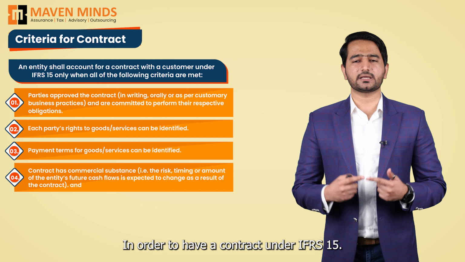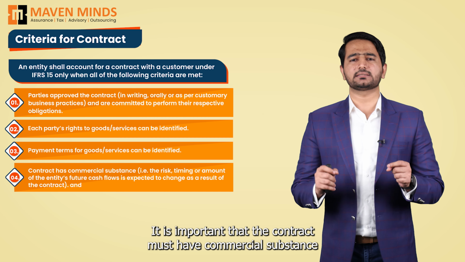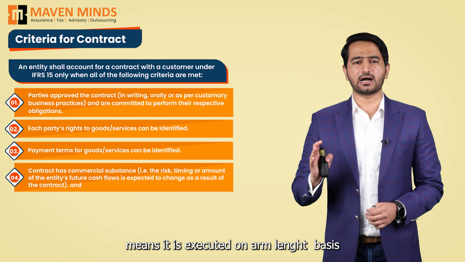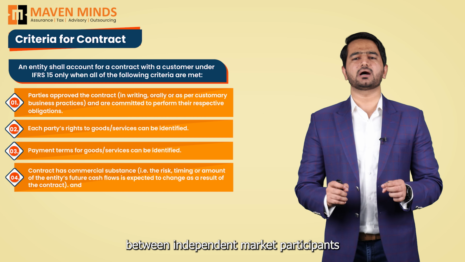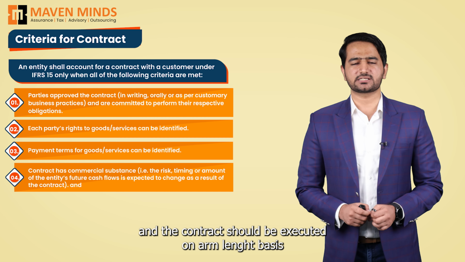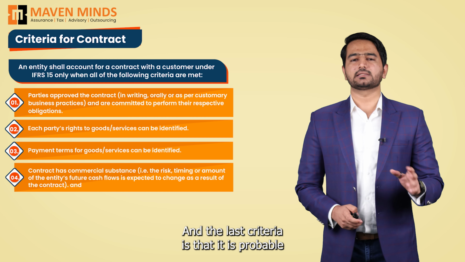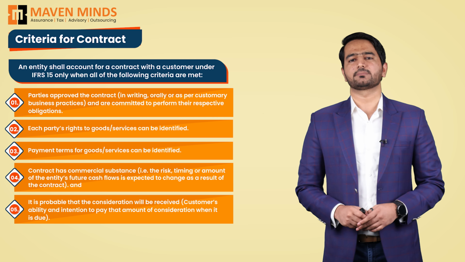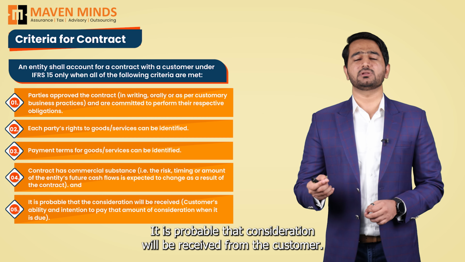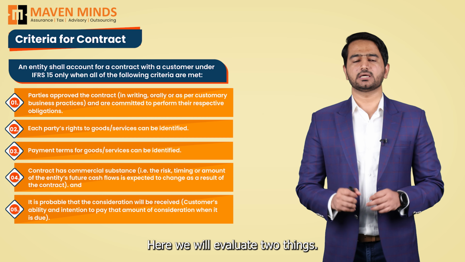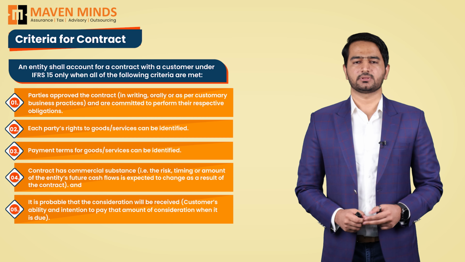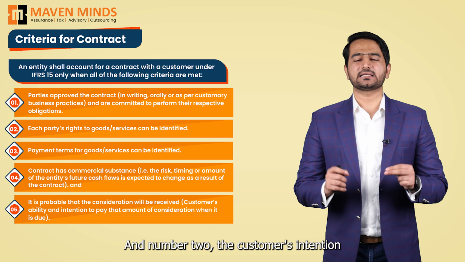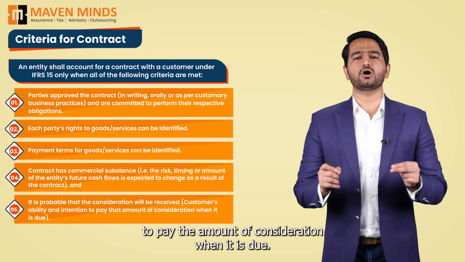In order to have a contract under IFRS 15, it is important that the contract must have commercial substance, meaning it is executed on an arm's length basis between independent market participants. And the last criterion is that it is probable that consideration will be recovered. It is probable that consideration will be received from the customer. Here, we will evaluate two things. Number one, the customer's ability to pay, and number two, the customer's intention to pay the amount of consideration when it is due.